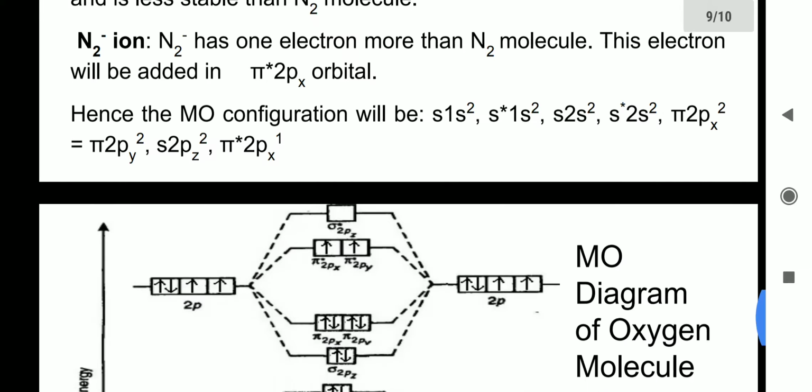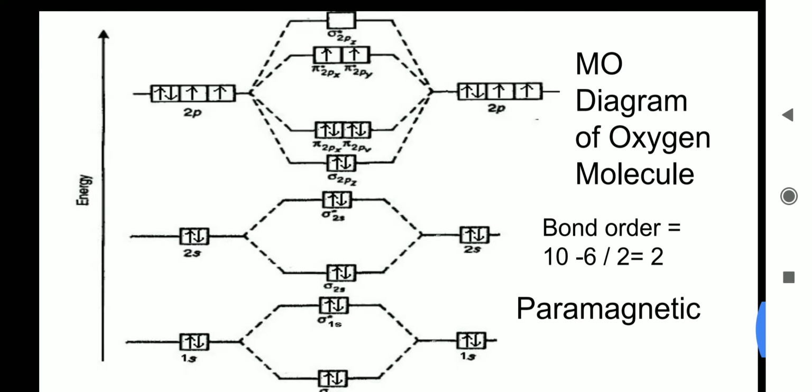Now let us move to the last molecule of today's class, that is the oxygen molecule. Now this oxygen molecule differs from the nitrogen molecule in only one aspect, that is the placement of the sigma 2pz orbital with respect to the pi 2px and pi 2py orbitals. And the other difference between the two is that nitrogen was having 14 electrons and oxygen will have 16 electrons. An oxygen atom is having 8 electrons.